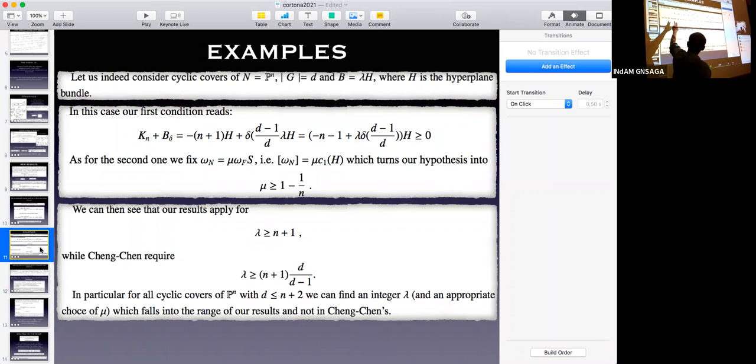That's not complicated much. But this one is interesting: it means lambda, the multiple of the hyperplane bundle, has to be greater or equal to n plus 1, while in Cheng's situation they would get n plus 1 times d over d minus 1. And this actually leaves quite a lot of space for covers, even in very low dimensions. There would be many cyclic covers of P1, P2, P3 which would not be covered by Cheng's theorem, and they can be covered by ours.